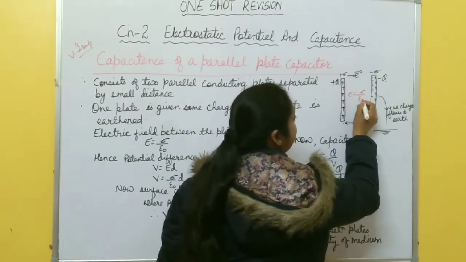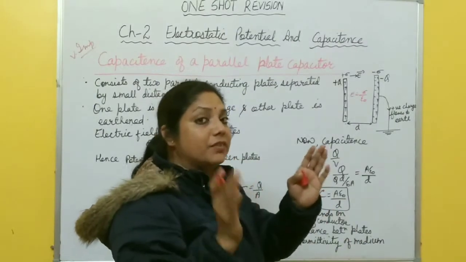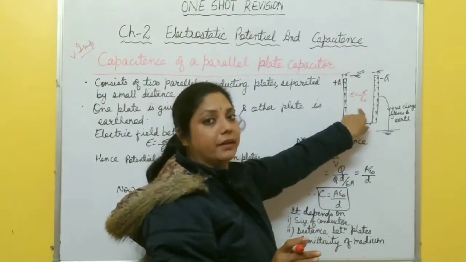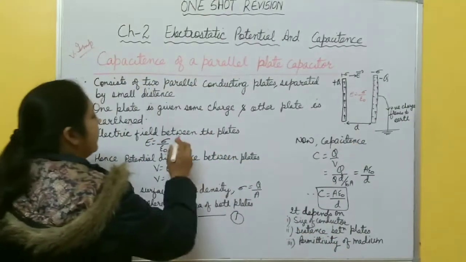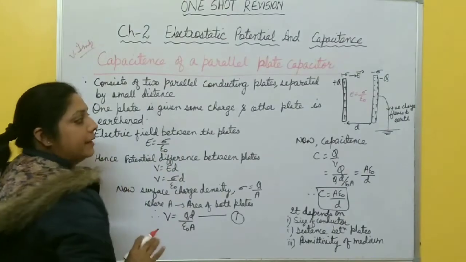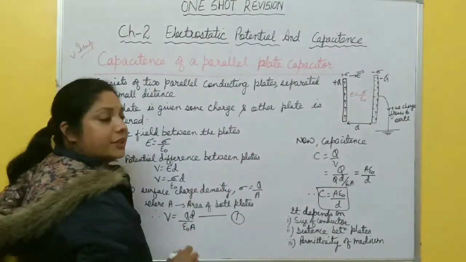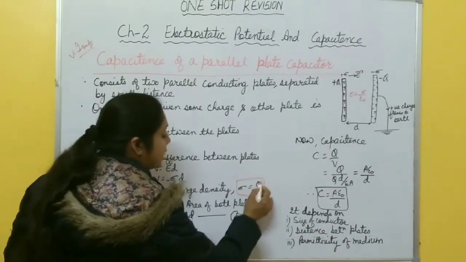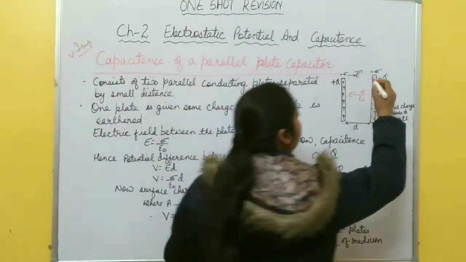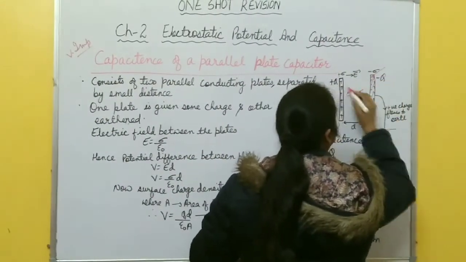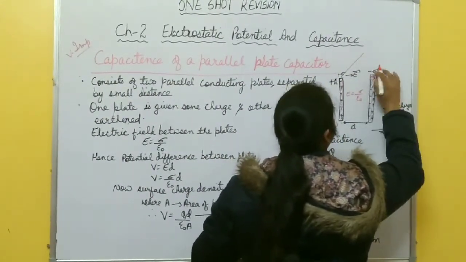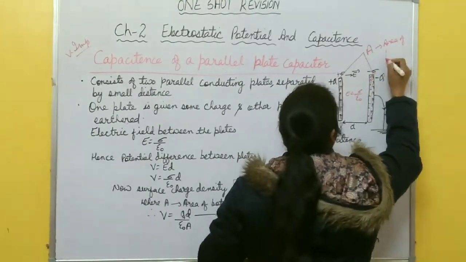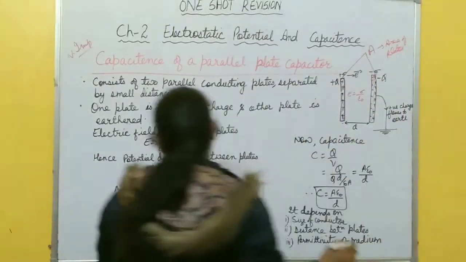And what is the value of this electric field? E equal to sigma by epsilon naught. You know, between two plates, if the two plates have opposite charge, then the electric field is this one. We already derived it in chapter 1, right? So the electric field between the plates is E equal to sigma by epsilon naught, where sigma is the surface charge density and its value is sigma equal to Q by A, charge per unit area. A is the area of the plates. Both plates have the same area.